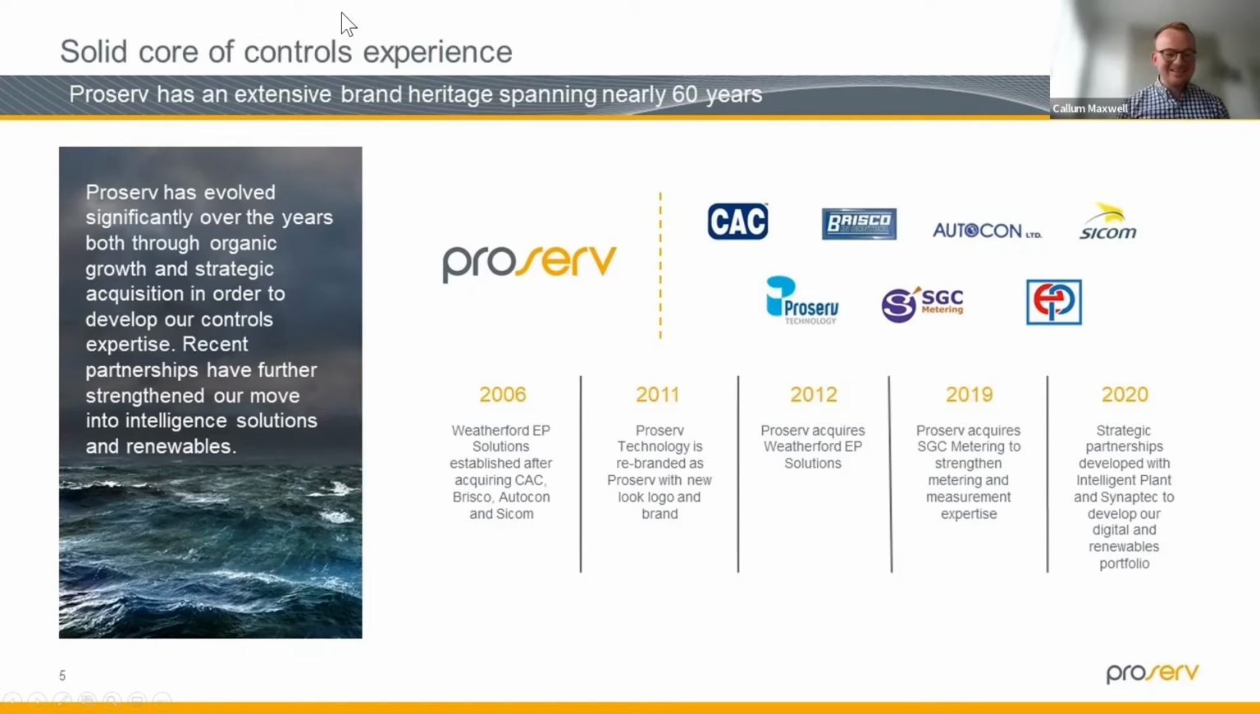Proserv as an organisation harks back to the 1960s with CAC before Proserv Technologies came into being in the early 1970s. Eventually moving to 2011, Proserv Technology was rebranded into Proserv that we know today. But I want to focus on from 2020 onwards, which is when we started to develop our strategic partnerships with both Intelligent Plant and Synaptec, which is the most important one for today, which has allowed us to develop our digital and renewables portfolio.